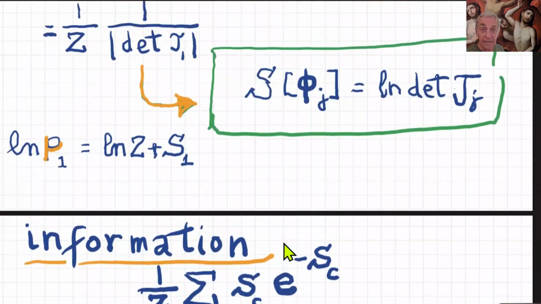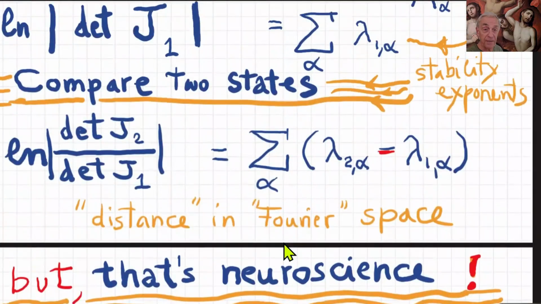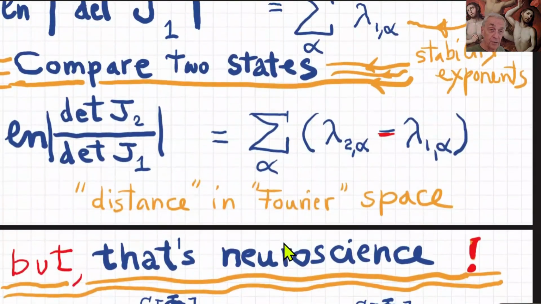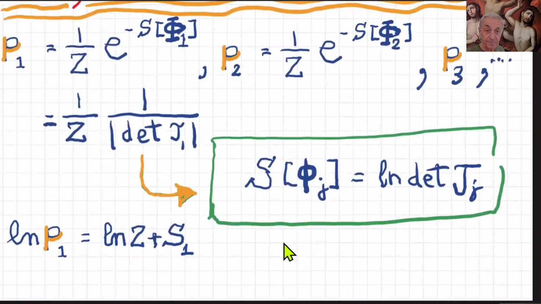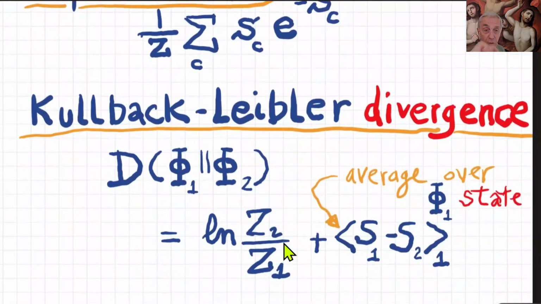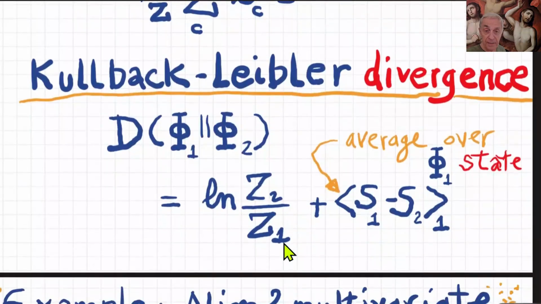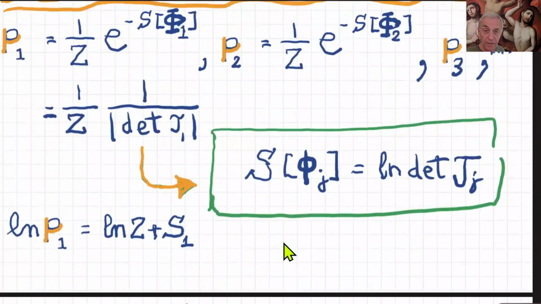And this object of comparing two of these log determinants is called Kullback-Leibler for you. And in the formula, there is a part that comes from normalization. And then there is the average of these logarithms.